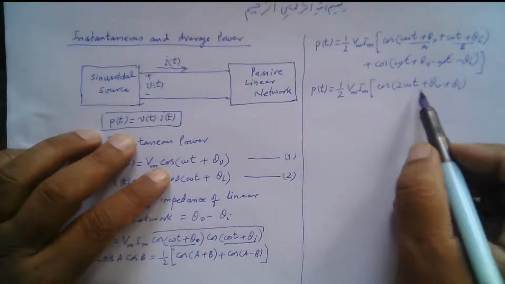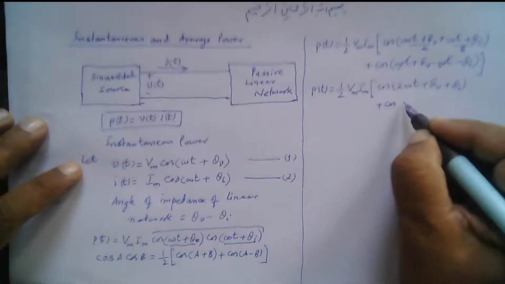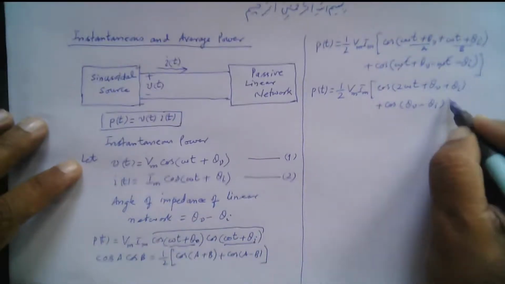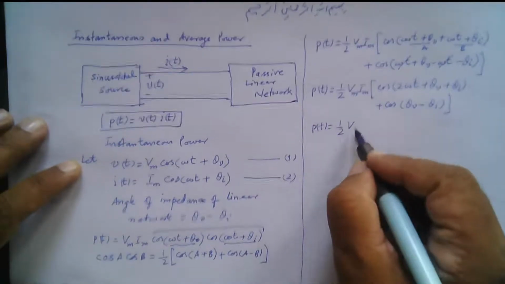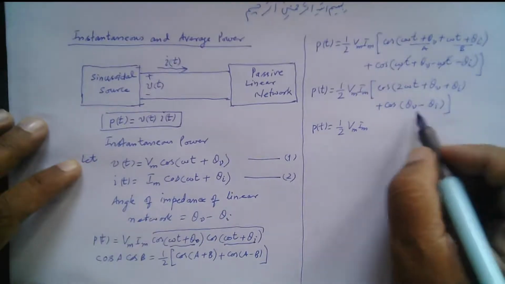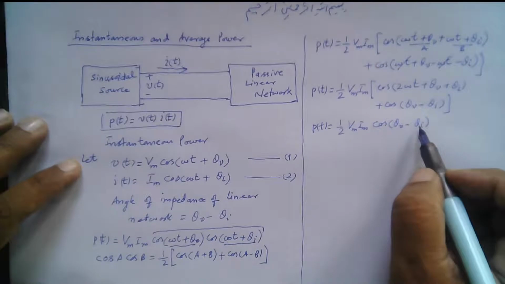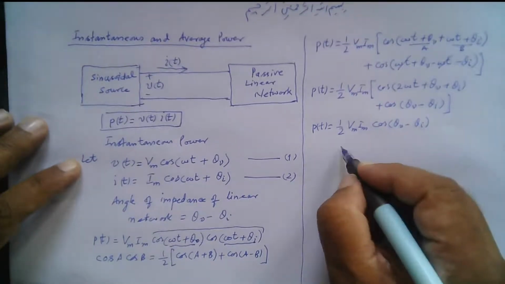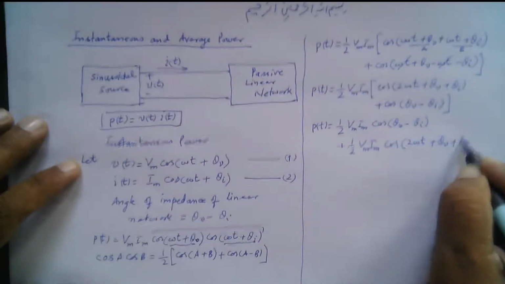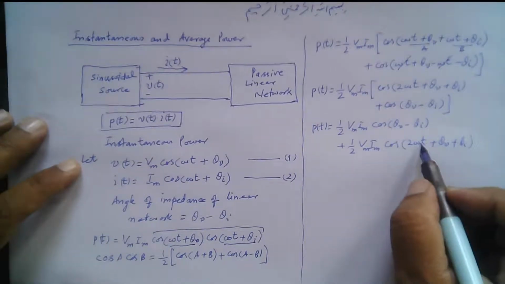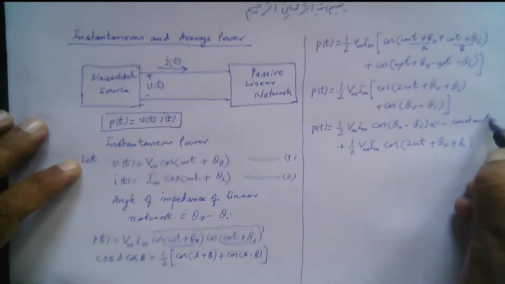So we have cos 2 omega t plus theta v plus theta I, and the other term will be cos theta v minus theta I. This can be rewritten as 1 by 2 Vm Im cos theta v minus theta I. I prefer to write this term first because it is constant: Vm is a constant, Im is a constant, and theta v and theta I are also constant, so this entire term is a constant term. And then plus 1 by 2 Vm Im cos 2 omega t plus theta v plus theta I. This term is the instantaneous term because it involves omega and t. So this term is constant, and this term is instantaneous.